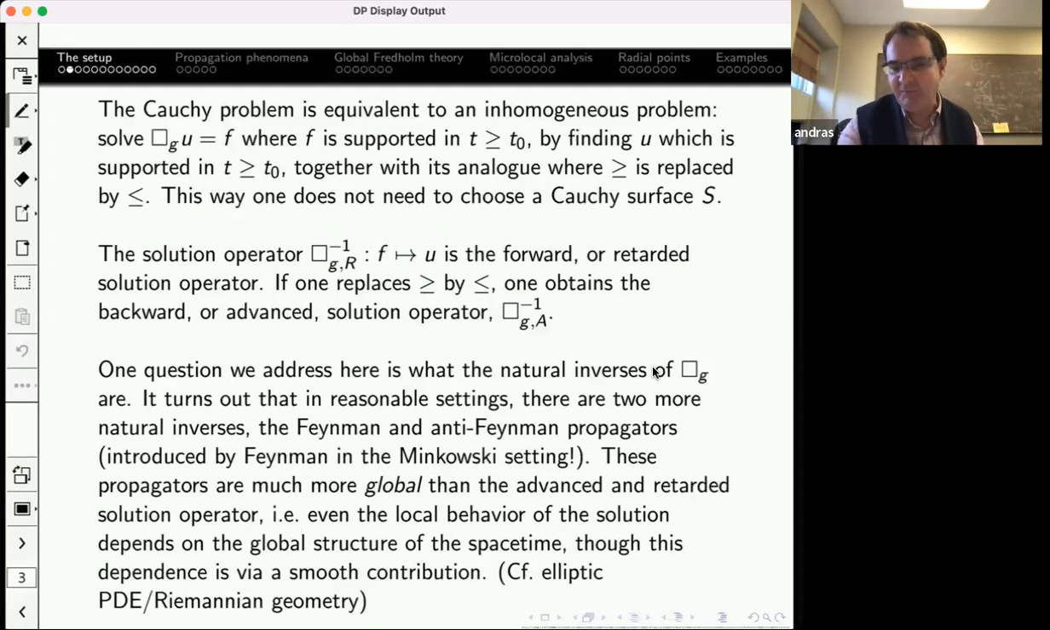So it's a bit abnormal what you can do for the wave equation for the advanced and retarded problems, though of course you can do it. It's true, but you should think of it as unusual, and you shouldn't expect this to ever work.